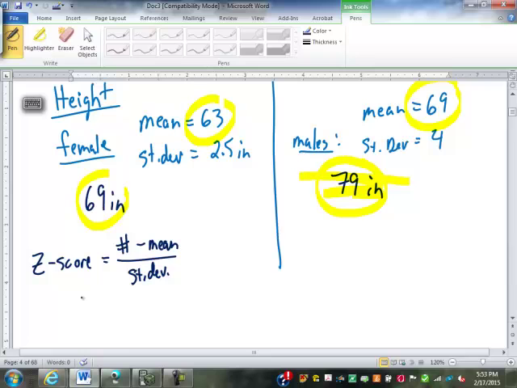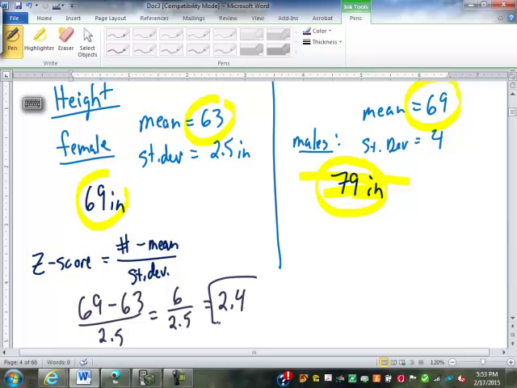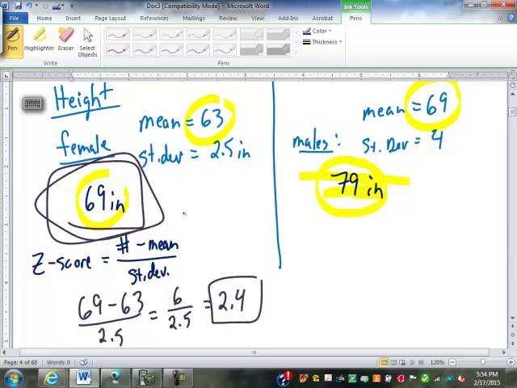So for this one, she is 69 inches tall. We subtract the mean of 63, and we're going to divide by 2.5. So 69 minus 63 is 6. Divided by 2.5 is 2.4. What that is saying is that this person here is 2.4 standard deviations taller than the mean for the group that she belongs to.